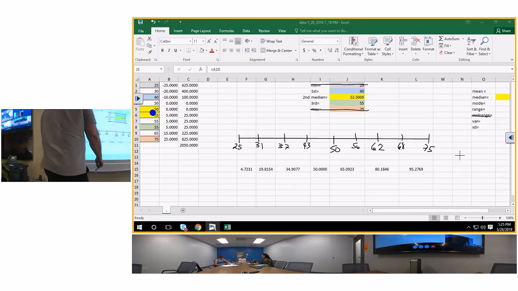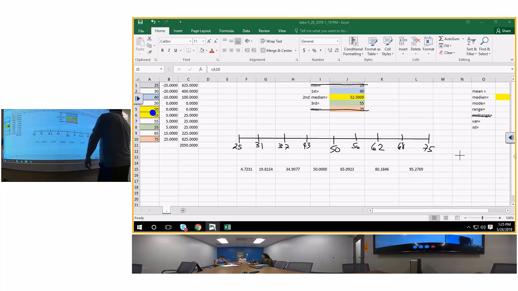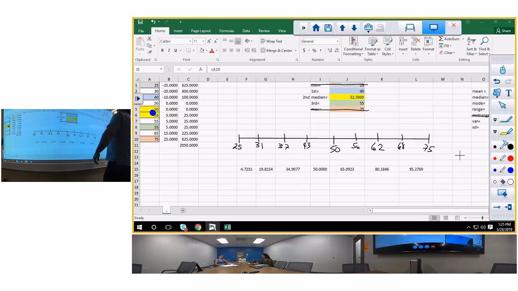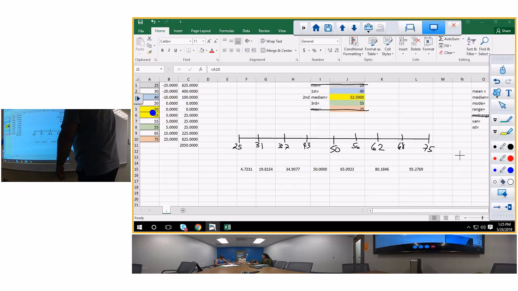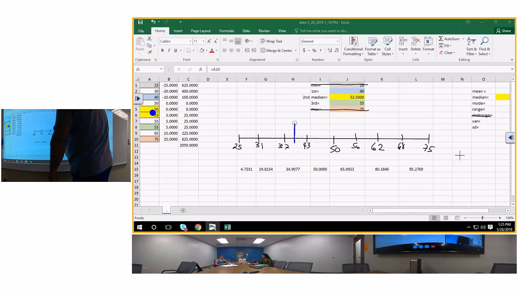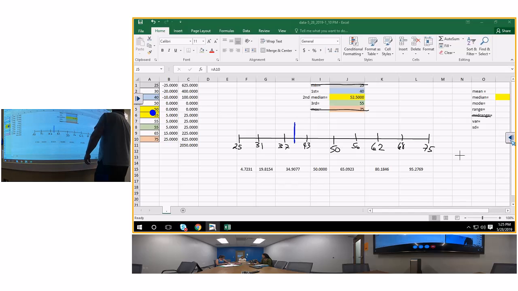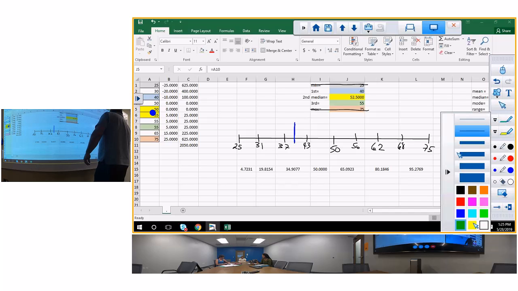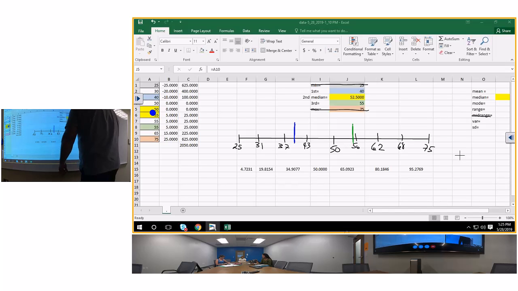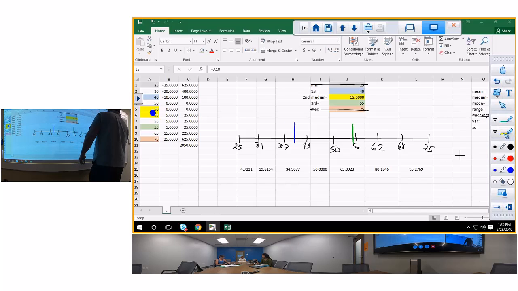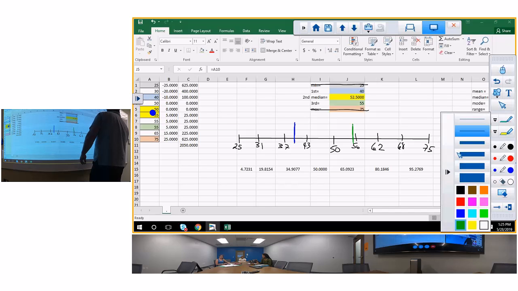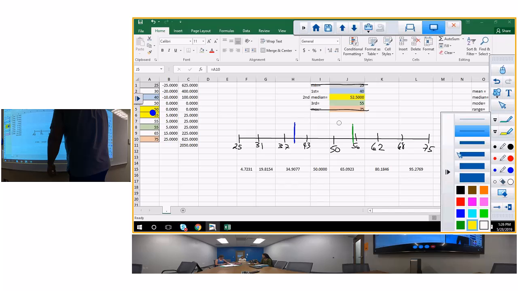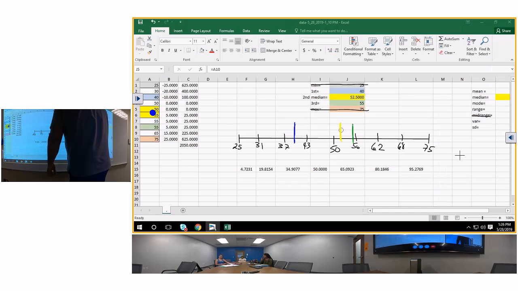So what are the only three numbers left? The first, second, and third. So we put the blue, that's 40. 40 is somewhere right in here. The green is 55, so 55 would be somewhere in there. And then the yellow is 52.5. 52.5 is somewhere in there.